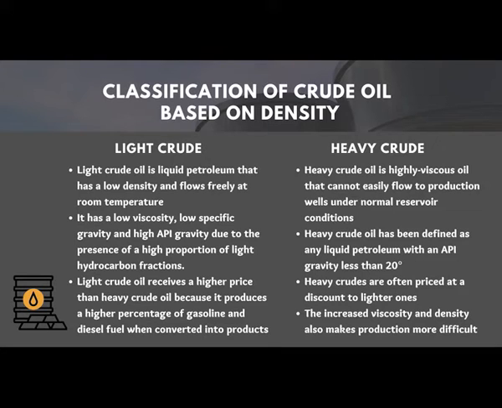The light crude oil receives a higher price than heavy crude oil because it produces a higher percentage of gasoline and diesel fuel when converted into products, while the heavy crude oils are often priced at a discount to lighter ones. The increased viscosity and density also makes production more difficult. You require a little complex processing in the refinery to process heavy crude oil, and because of that reason it is available at a lesser cost. Now let's try to understand this critical term known as opportunity crude.